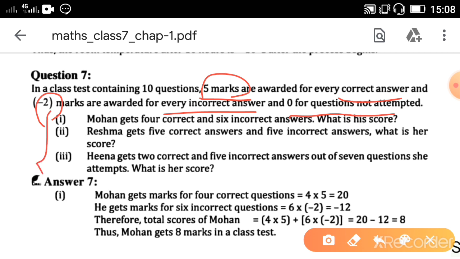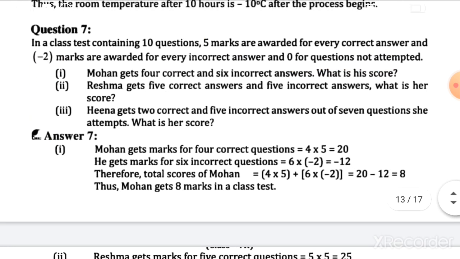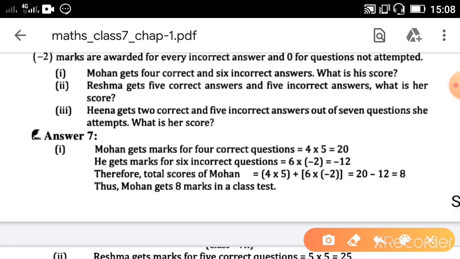3 questions are there. First one, Mohan gets 4 correct. For a correct answer 5 marks, and 4 correct answers. So 4 into 5 is equal to 20. 6 incorrect. For incorrect answers you will get minus 2 marks. It means your marks will be subtracted by 2. So 6 into minus 2 is equal to minus 12.